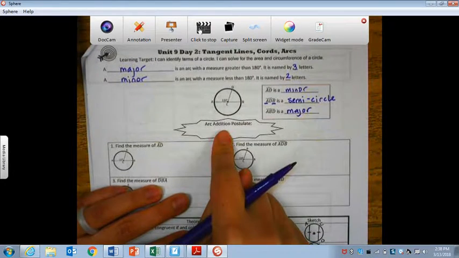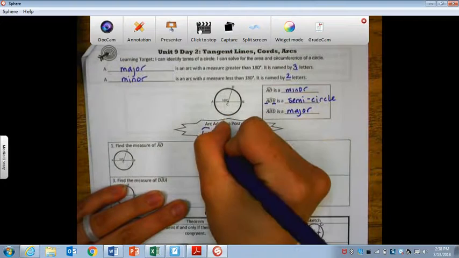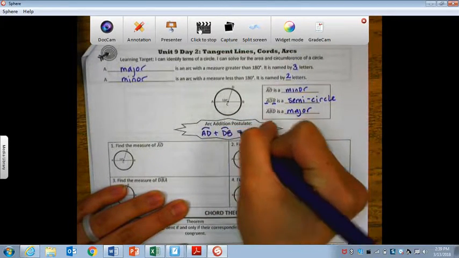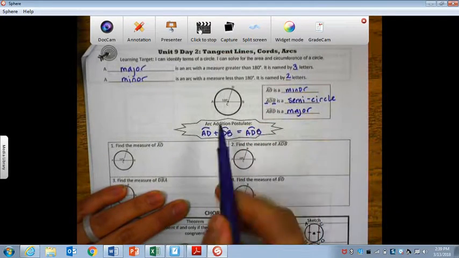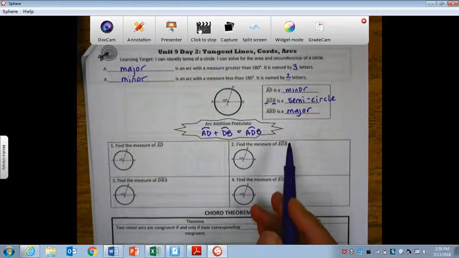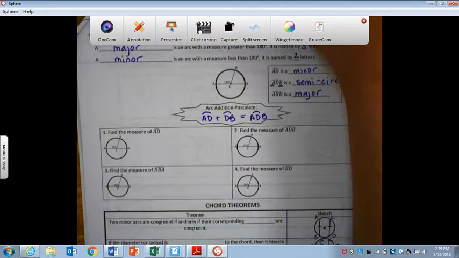Now, let's look at the arc addition postulate. If we add, for example, arc AD plus arc DB, it equals arc ADB. So it's basically the piece plus the piece equals the whole thing, which we've covered before with segments. All right, now let's take a look at these examples.